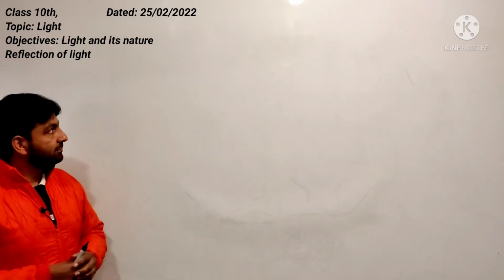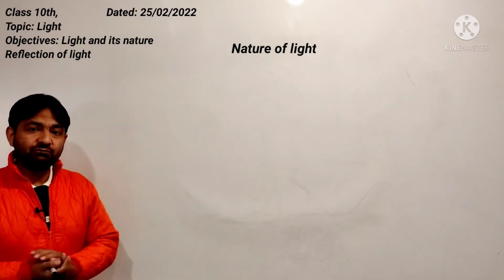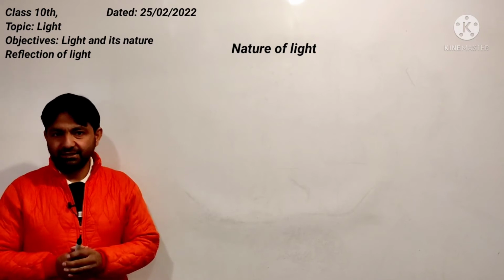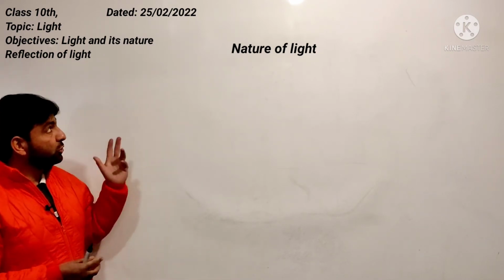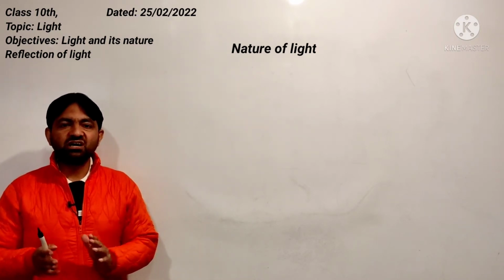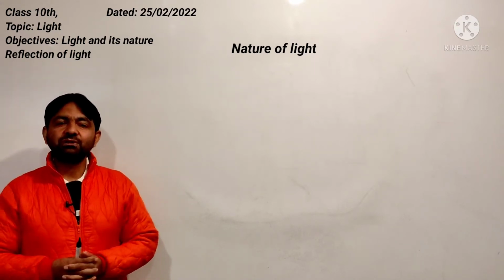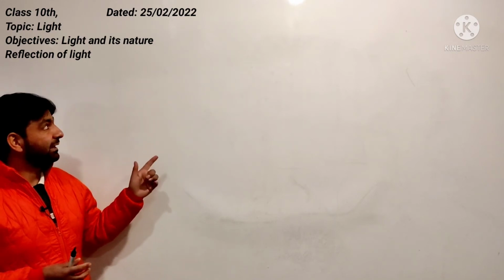Now we have another term, that is nature of light. We have given the definition of light, what's light. But now we are going to discuss what is nature of light. As far as nature of light is concerned, two theories have been given to describe the nature of light. First theory is called wave theory of light, and second theory is called particle theory of light. First of all, I would like to say something about wave theory of light.